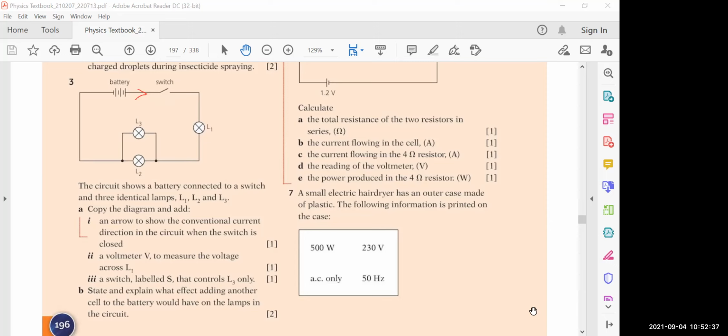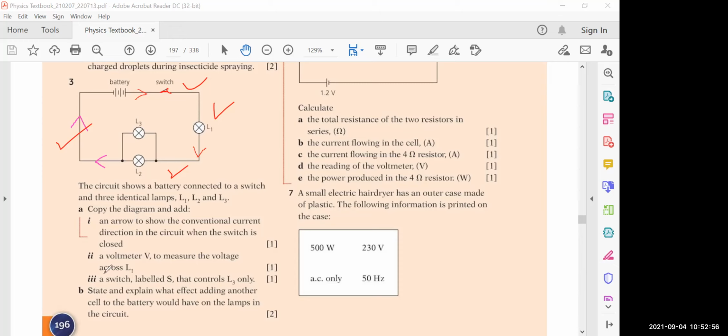So whenever you find this type of question, children, where the switch is closed, you have to show first that the switch is closed. Put 2, 3 arrows. Put one arrow in each arm. Yeah, there are 4 arms, 1, 2, 3. Put 1 arrow in each arm.